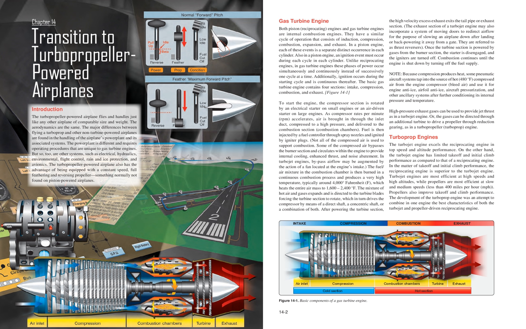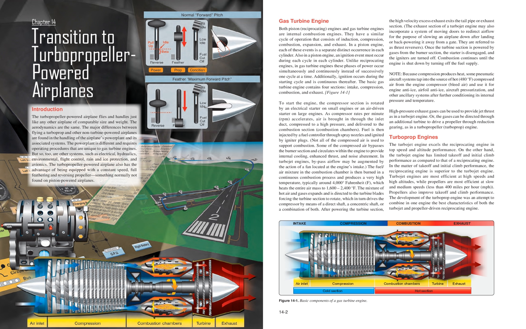Turboprop engines. The turbojet engine excels the reciprocating engine in top speed and altitude performance. On the other hand, the turbojet engine has limited takeoff and initial climb performance as compared to that of a reciprocating engine. In the matter of takeoff and initial climb performance, the reciprocating engine is superior to the turbojet engine. Turbojet engines are most efficient at high speeds and high altitudes, while propellers are most efficient at slow and medium speeds, less than 400 miles per hour, mph. Propellers also improve takeoff and climb performance. The development of the turboprop engine was an attempt to combine in one engine the best characteristics of both the turbojet and propeller-driven reciprocating engine.